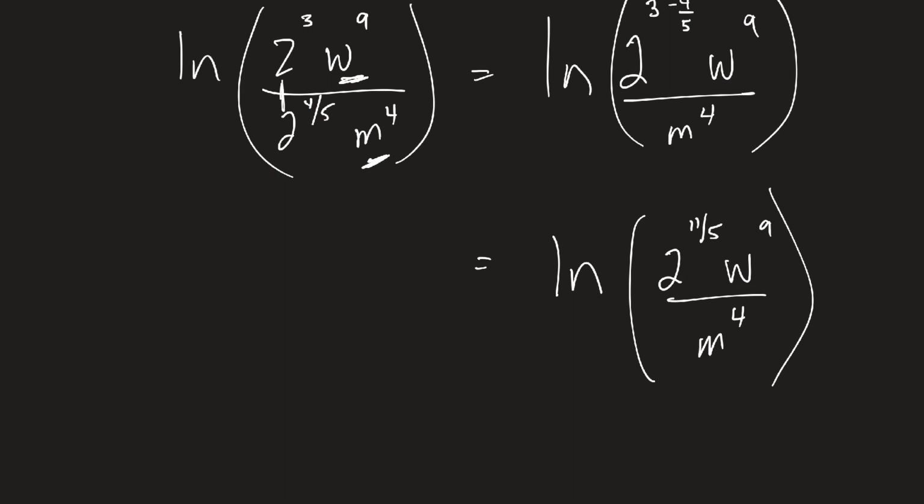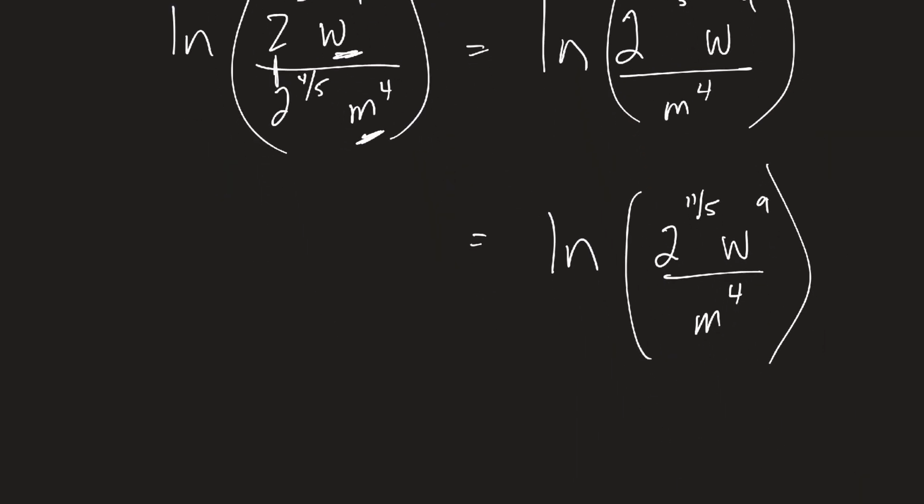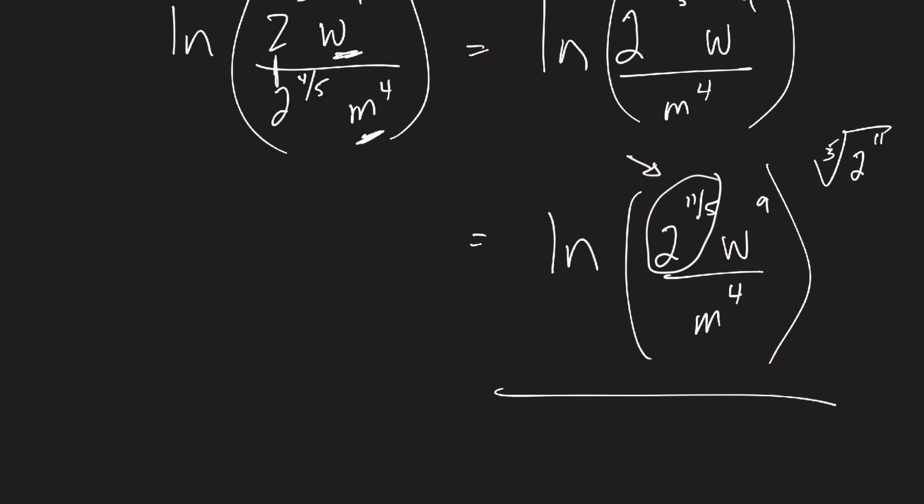So they asked to express as a single logarithm. That's one logarithm, and I think I have everything simplified. You could rewrite that as like the 5th root of 2 to the 11th. Well, maybe I could simplify that. I'd probably just leave it like that.